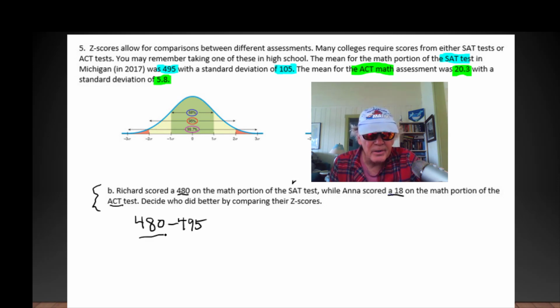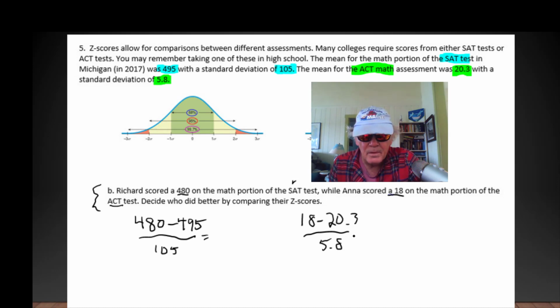And then you take that, divide it by the standard deviation, which in this case is 105. And we'll get that in a minute. For Anna, it's her score minus the average divided by the standard deviation, which in this case is 5.8. Now we'll put that on our calculators.